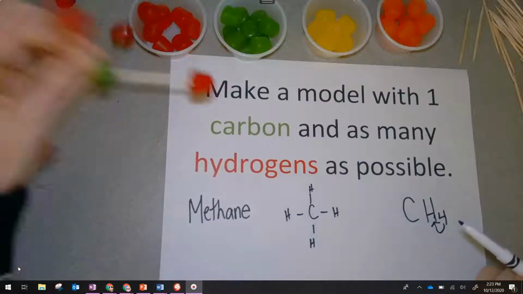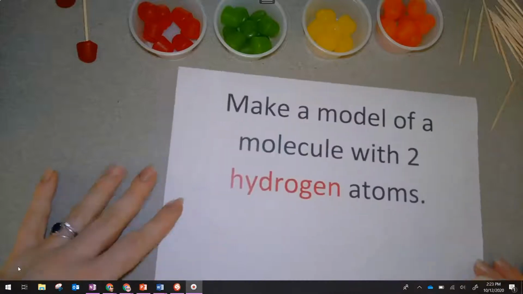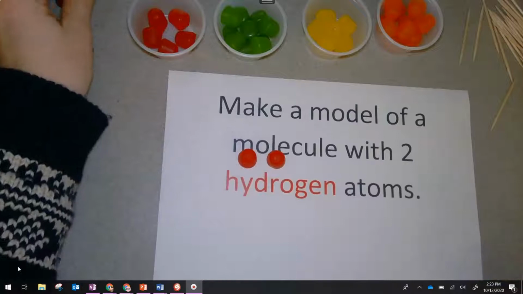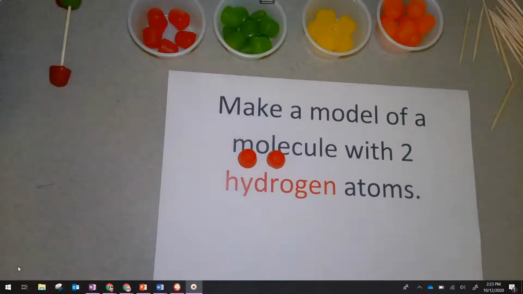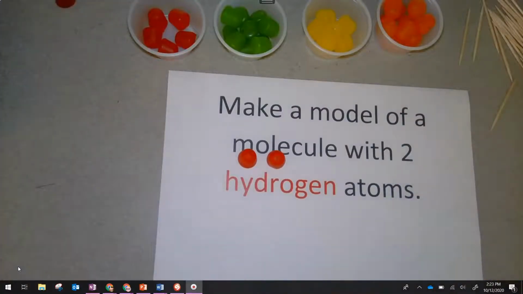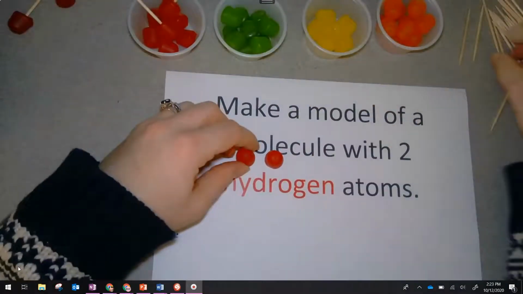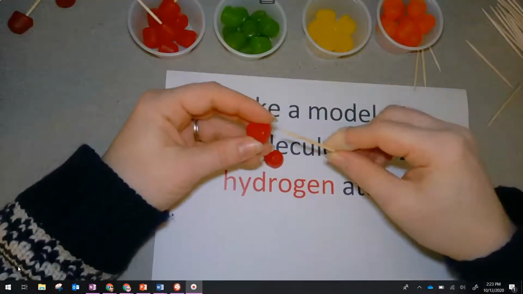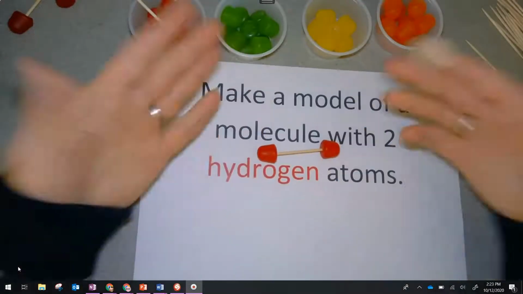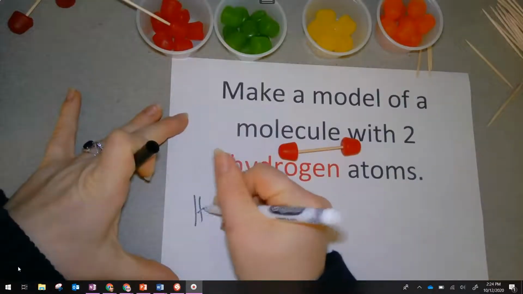All right. Next model. Make a model of a molecule with 2 hydrogens. You go ahead and give this a try. Pause your video and make the model on your own. So you probably have figured out that hydrogens can only have one bond, which means there's no other way to do this except to just stick them to each other like this. And voila, that is our model. This is a model of hydrogen gas.